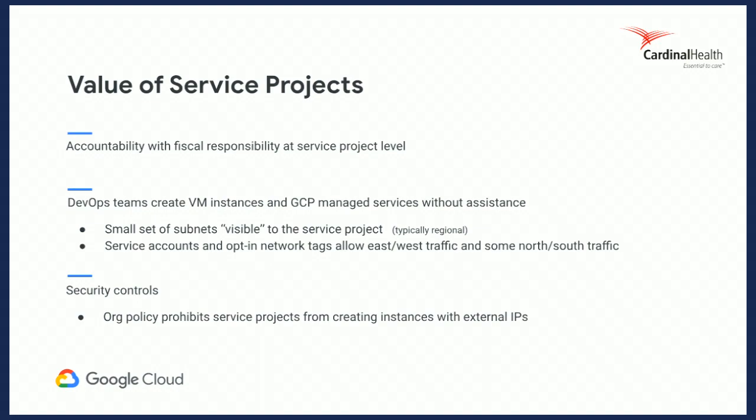I mentioned the small set of visible subnets to the service project, and typically those are regional. In some cases for north-south traffic, we have some additional subnets. And we use service accounts for east-west and opt-in tags for some north-south. So therefore it's pretty much self-service. If there's something outside those bounds, then you have to make a request, and then those get provisioned for you. And if it's outside an expected parameter, there's some negotiation, obviously, that goes on.